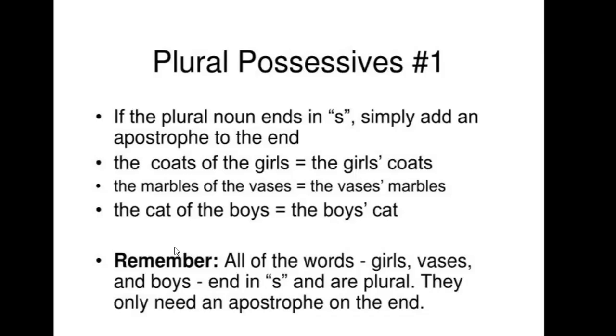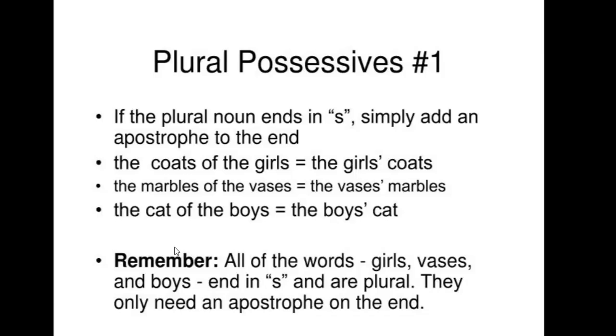Plural possessives. If the plural noun ends in s, simply add an apostrophe to the end. The coats of the girls, the girls' coats. The marbles of the vases, the vases' marbles. The cat of the boys, the boys' cat.